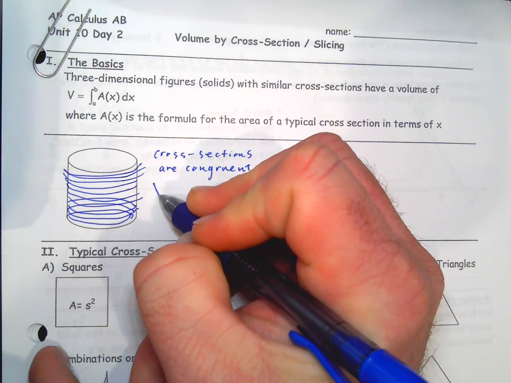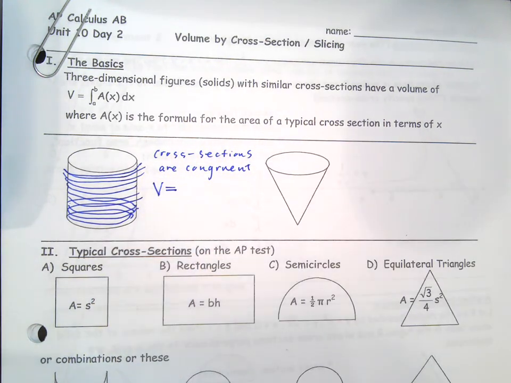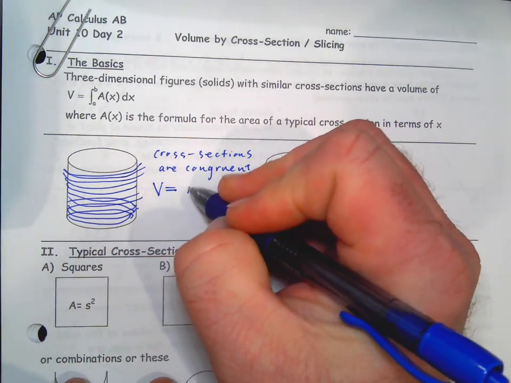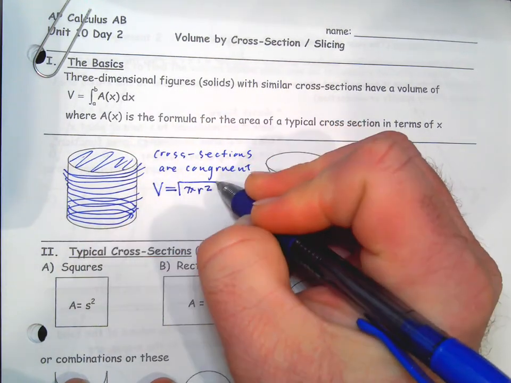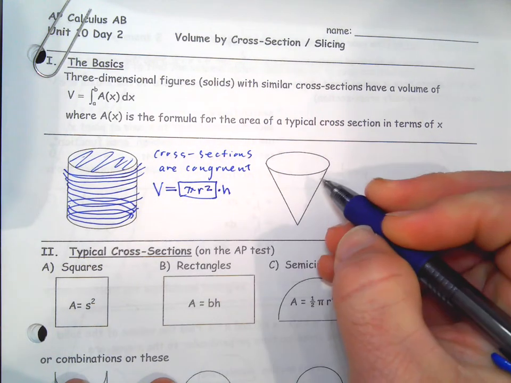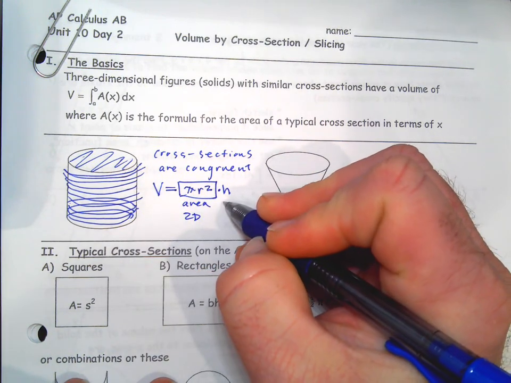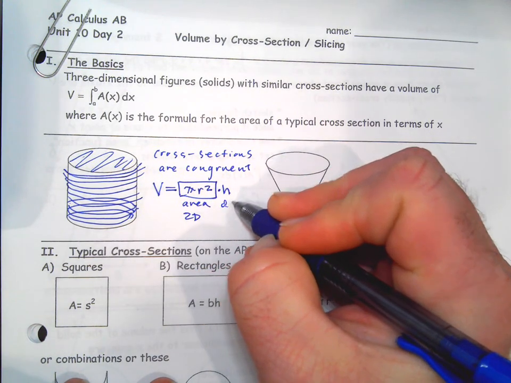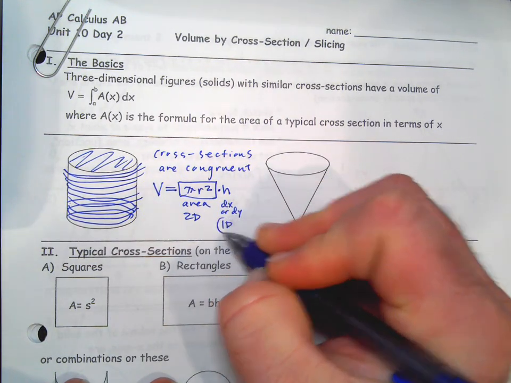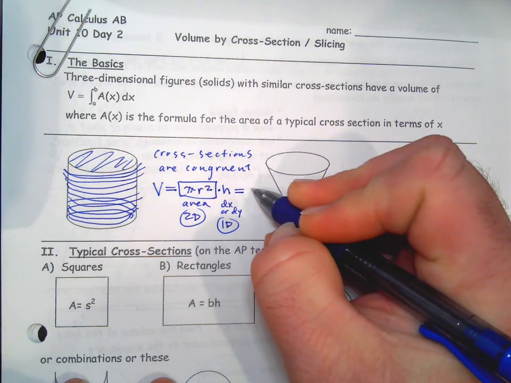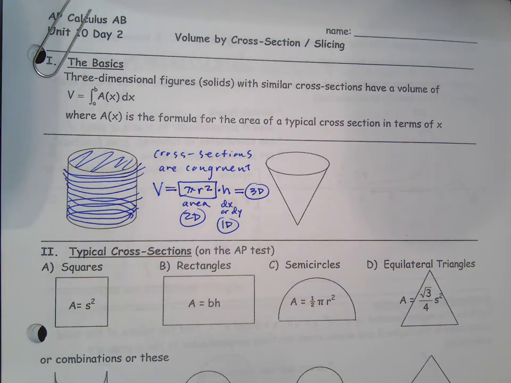The volume of one slice would be the area, a circle, pi r squared, and then times the height of that slice. And so this is area. This is two-dimensional. This is going to be like dx or dy, the thickness of the slice, and that's one-dimensional. So if you multiply 2 dimensions by 1 dimension, you will get 3 dimensions. So that kind of makes sense. Just that it will give you volume.